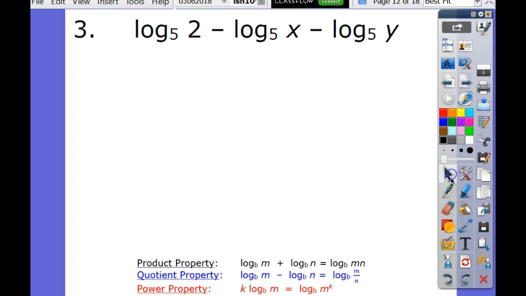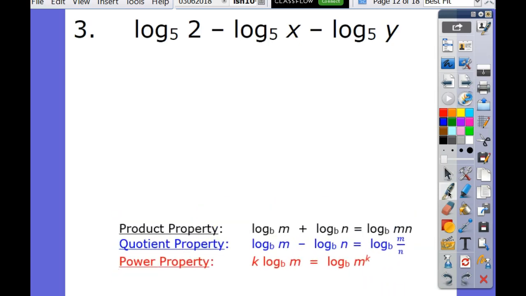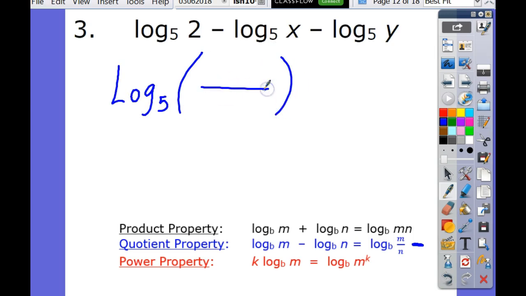Which property is this going to be? If it has some negative signs, this is going to be the quotient property. So, log 5, there's going to be a quotient. The 2 is going to be on top. The x is going to be on bottom because it is being subtracted. The y is also going to be on the bottom because it is subtracted also. That is the quotient property.